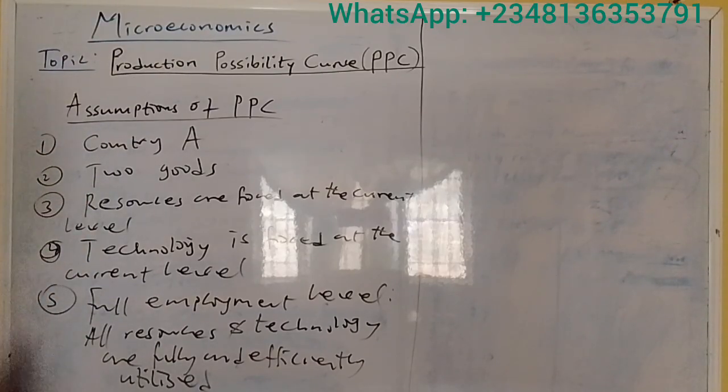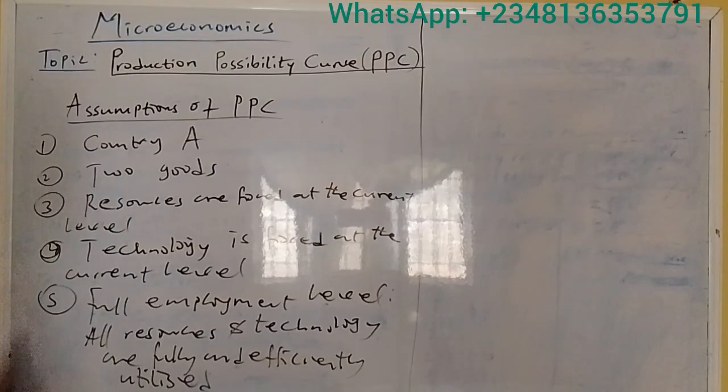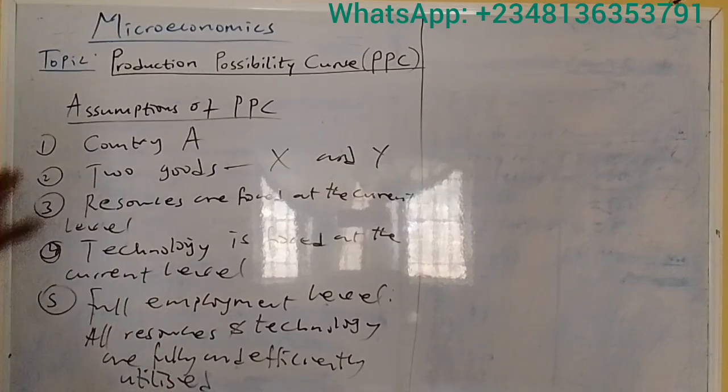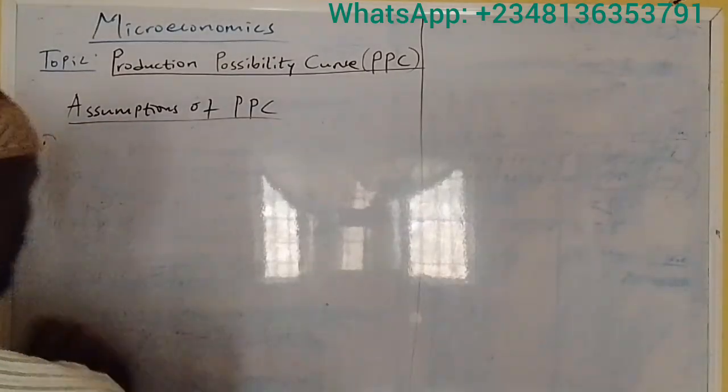So based on these assumptions, we can build a production possibility curve. The production possibility curve is built on these five assumptions. Now let me draw this production possibility curve, and you will see what it looks like.